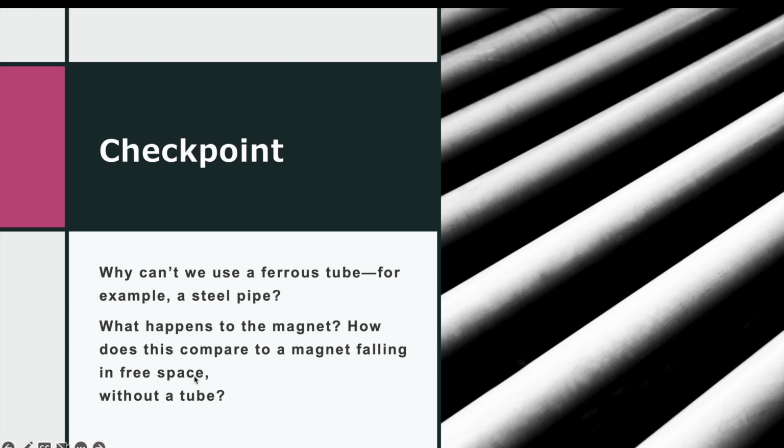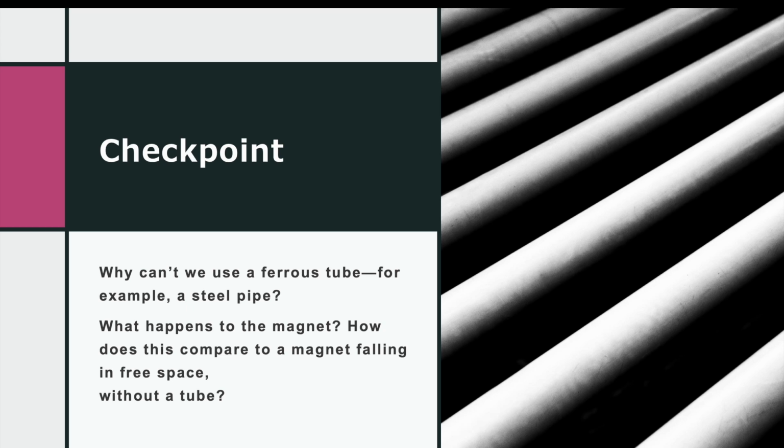Why can we not use a ferrous tube, for example, a steel pipe? Steel pipe is very magnetic, so the magnet will just stick to one of the sides of the tube and it will not fall through, and we will not be able to do our experiment. Then what happens to the magnet? How does it compare to a magnet falling in free space without a tube? Without a tube, it would fall quicker because we don't have this opposition in magnetic flux being generated by the conductor.